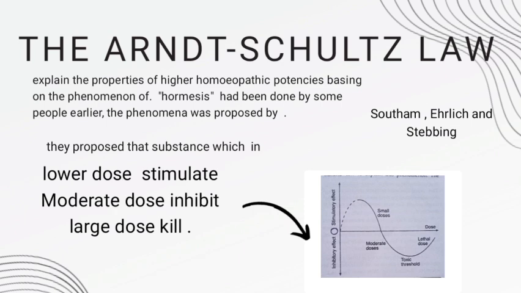An environmental condition study had been done by some people earlier. The phenomenon was proposed by Southam, Ehrlich and Stebbing. They proposed that a substance which in a lower dose will stimulate, in a moderate dose will inhibit, and in a larger dose will kill the patient. And this is one graphical representation of the law, showing that a smaller dose shows a stimulatory effect, while a larger or lethal dose shows a toxic or inhibitory effect.